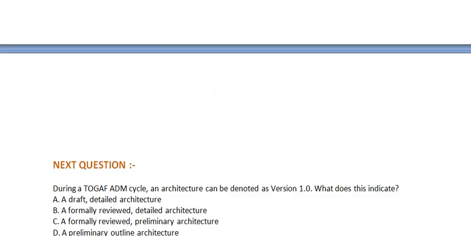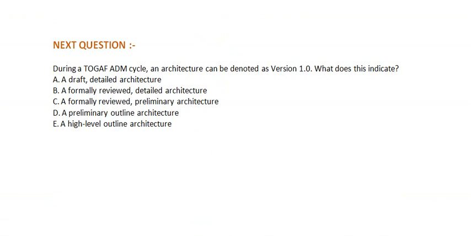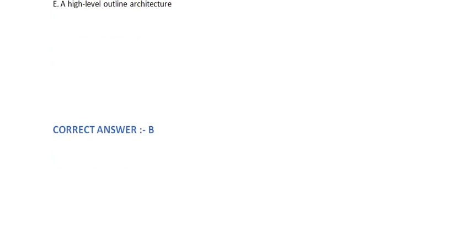Next question is, during a TOGAF ADM cycle, an architecture can be denoted as version 1.0. What does this indicate? Option A, draft detailed architecture. Option B, a formally reviewed detailed architecture. Option C, a formally reviewed preliminary architecture. Option D, a preliminary outline architecture. And option E, a high-level outline architecture. The correct answer is option B.